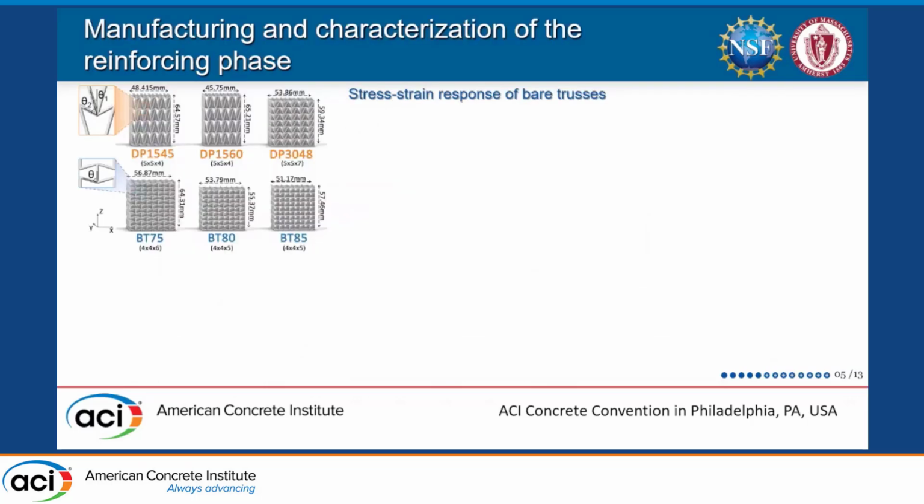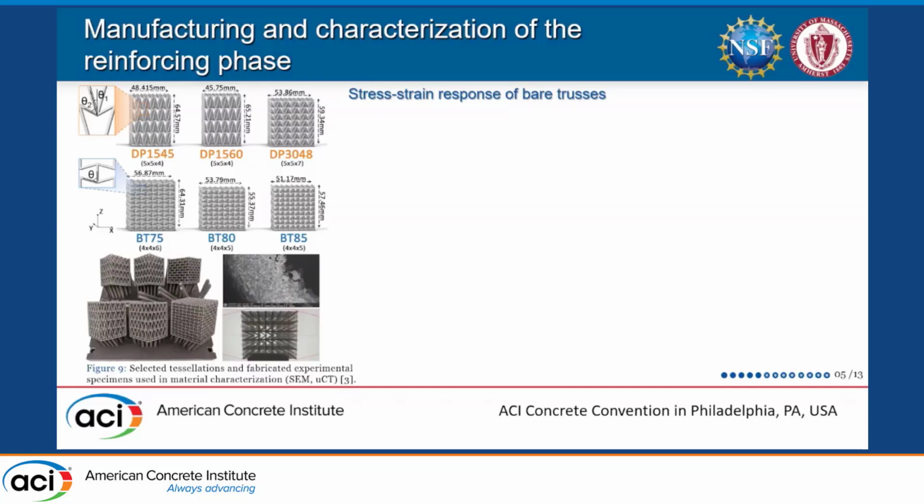And using these architectures, we made tessellations. We wanted these tessellations for our experiments, and we made them as close as possible to cubic, using dimensions close to 2 by 2 by 2 inches that come close to the ASTM C109, which is used to characterize mortar specimens, which we use for the matrix phase in the study.